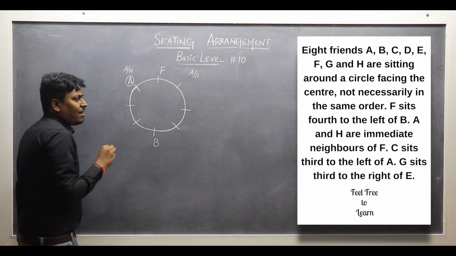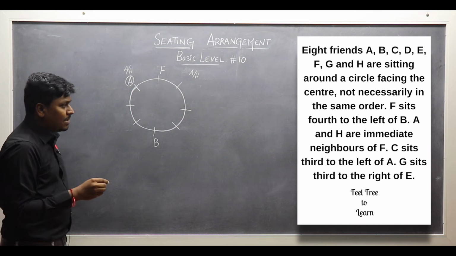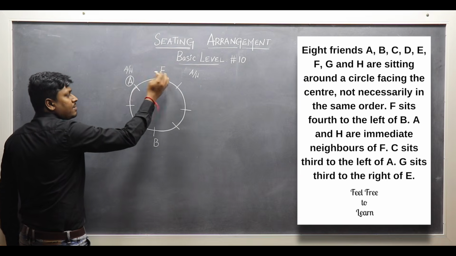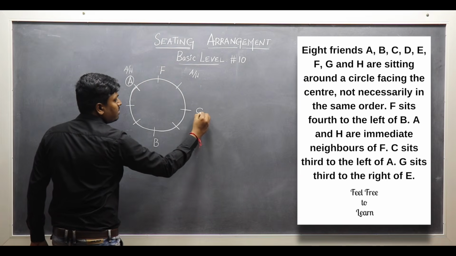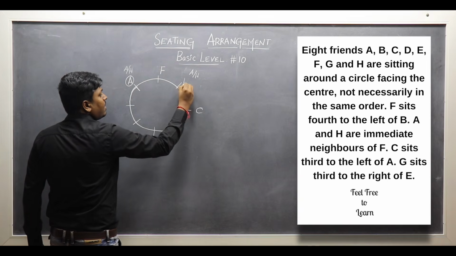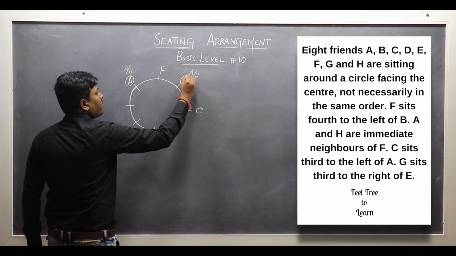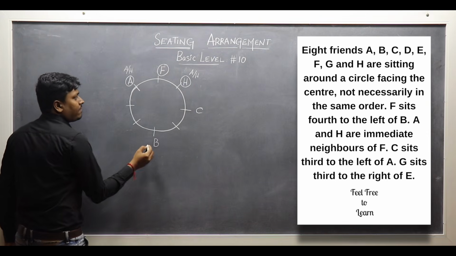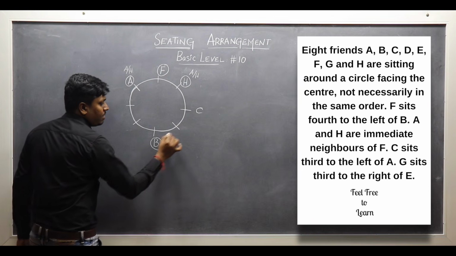So A left hand side at the third place is C. So now A left hand side will be this side. So 1, 2, 3. So this should be C. We already know that H and A is an immediate neighbor of F. So finally I fixed F, H, A, C, B.